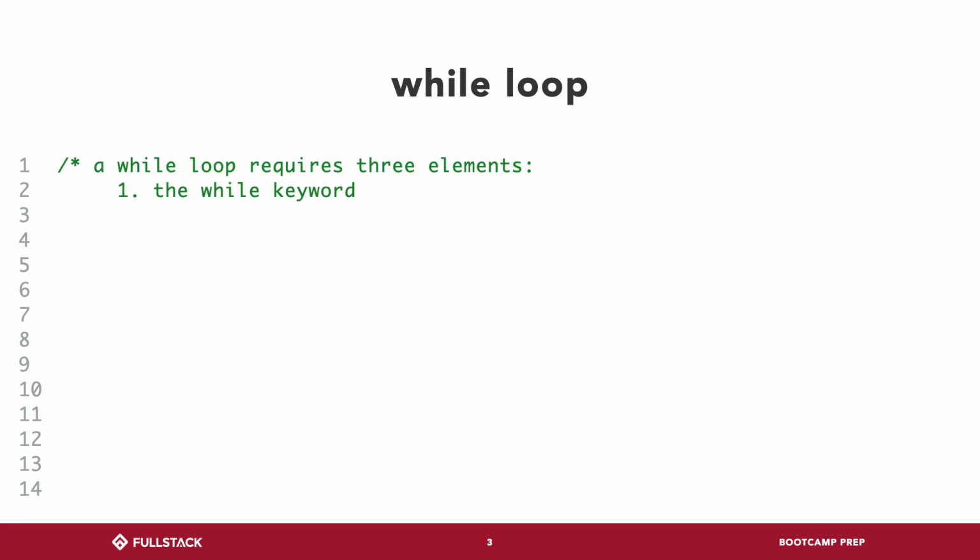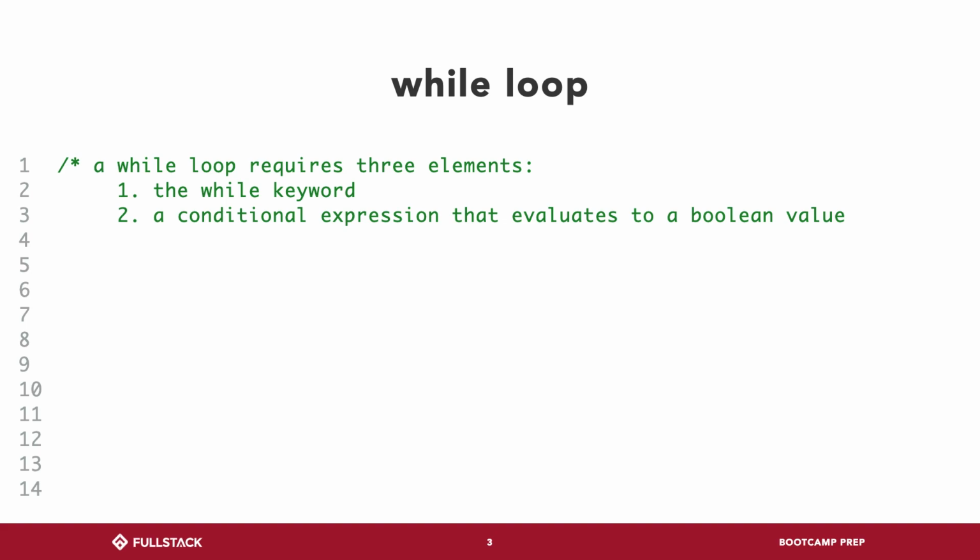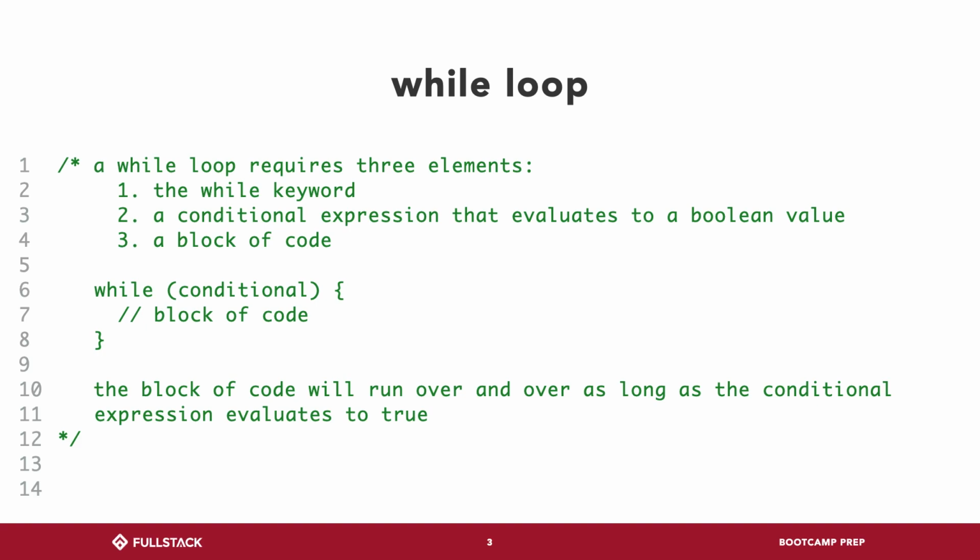So, the while loop. A while loop requires 3 elements. The while keyword, a conditional expression that evaluates to a Boolean value. Booleans are true and false, never forget it. And a block of code. So while, conditional, block of code. Boom, that's the while loop, okay? Very simple to write, easy to remember. Speaks to you in English. While this is true, do this stuff, okay? The block of code will run over and over as long as the conditional expression evaluates to true.